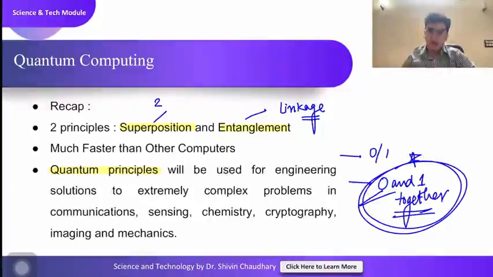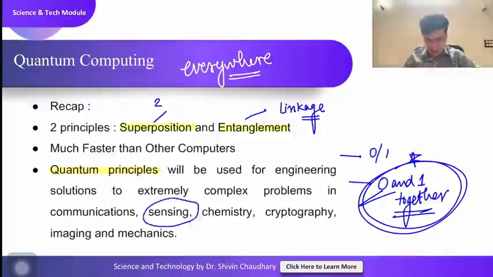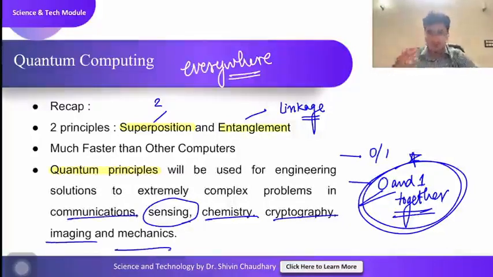Now, where can you apply this? Where are the applications of quantum computing? Basically, they are everywhere, right? Everywhere you can use a computer, you can use a quantum computer which is much faster. Of course, you cannot use it for checking your email or messaging someone on Instagram, but you can use it for complex problems, right? You can use it for sensing, chemistry, cryptography, mechanics, imaging, communication. The complex problems that computers do, all of them can be solved by quantum computer because it is ridiculously fast.